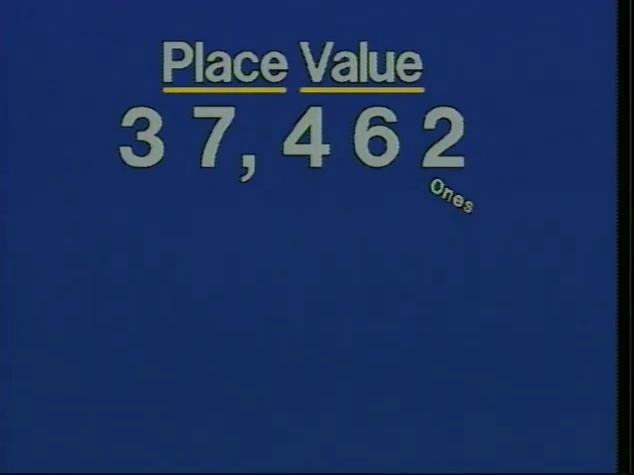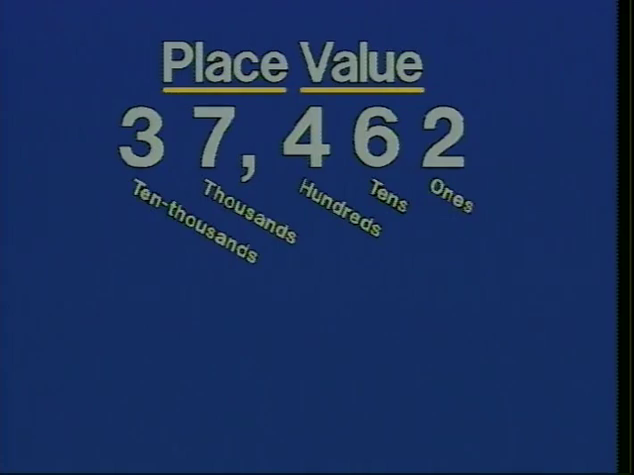The neighbor, the 6, has a value which is 10 times the ones digit. 10 times 1 would be 10. So the 6 is in the tens place. The neighbor to the left of the 6, the 4, has a value which is 10 times the tens digit. 10 times 10 is 100, so the 4 is in the hundreds position, or is the hundreds digit. 10 times 100 would be 1,000, so the 7 is in the thousands place. 10 times 1,000 is 10,000, so the 3 is in the 10,000s place.